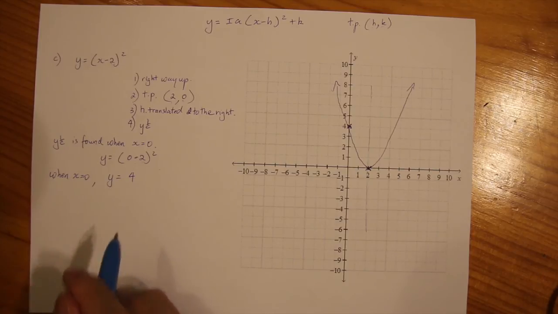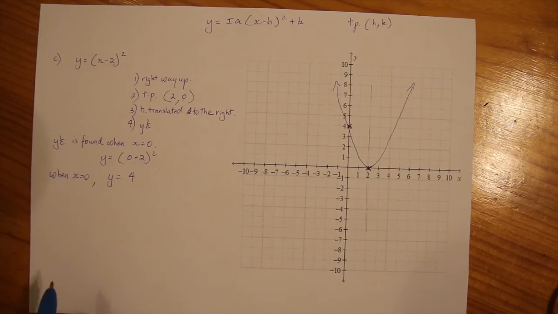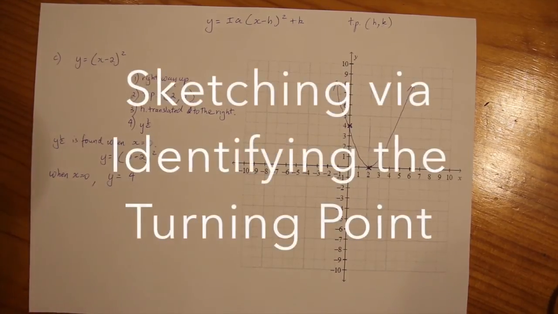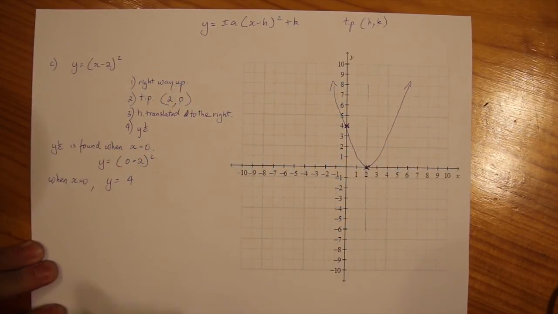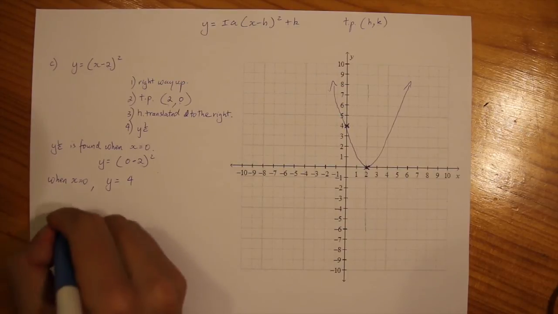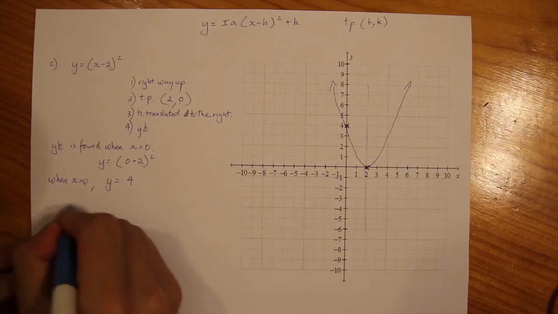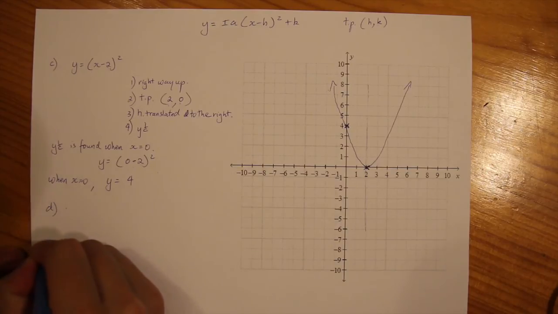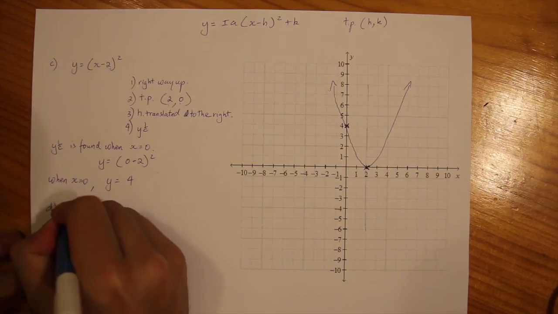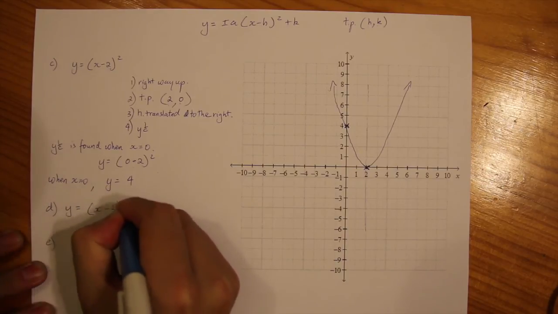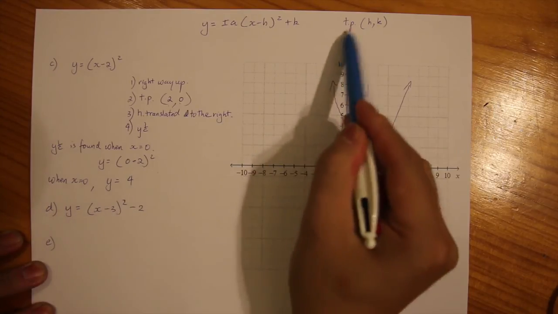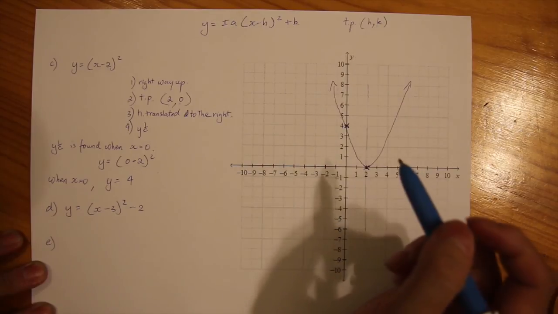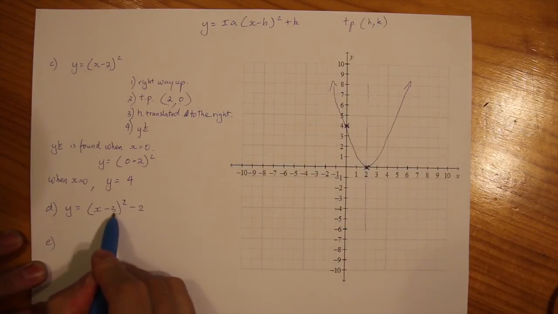Now, another example is to show you using the turning point. Let's have a look at what that looks like. Okay, so let's use these two examples. Call it D and call it E. So y equals x minus 3 squared minus 2. Remember the turning point is at the values of h and k. So the value of h is a 3.